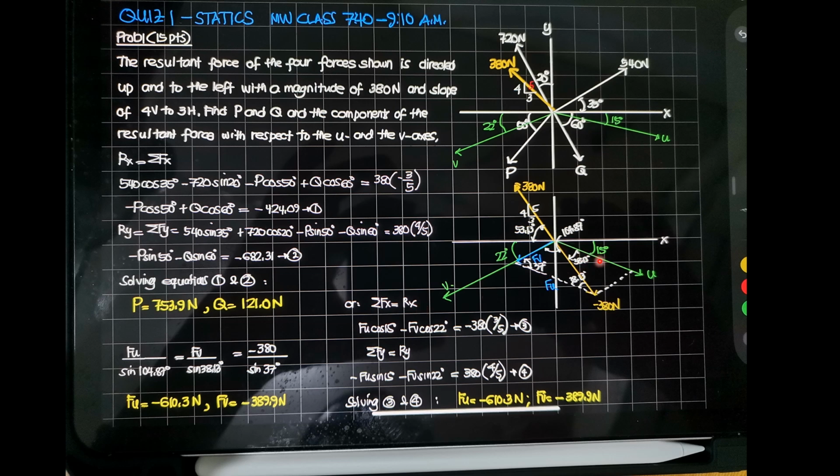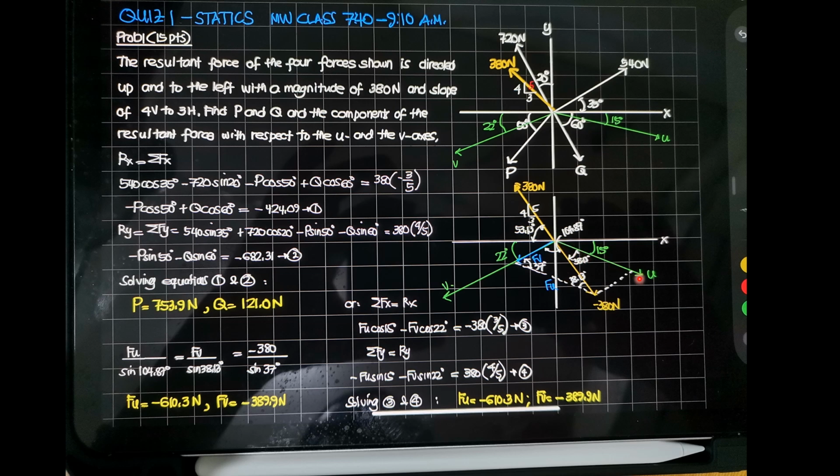The X component of FU is FU cosine 15 degrees, positive, rightward. The X component of FV is negative, so we have minus FV cosine 22 degrees. And we equate that to the X component of the resultant, which is negative because it is leftward: negative 380 times 3 over 5. Call that equation 3.